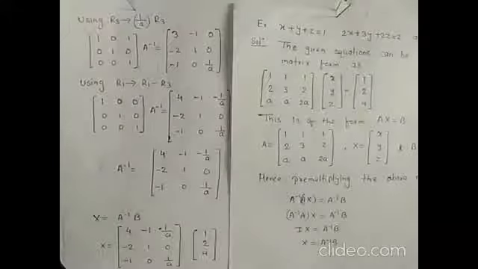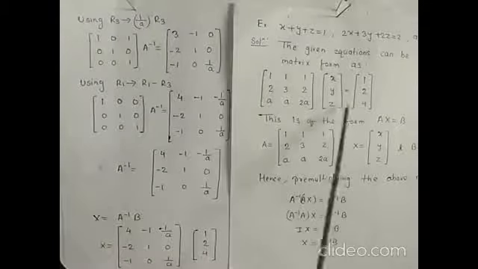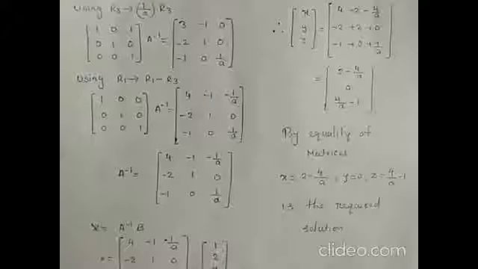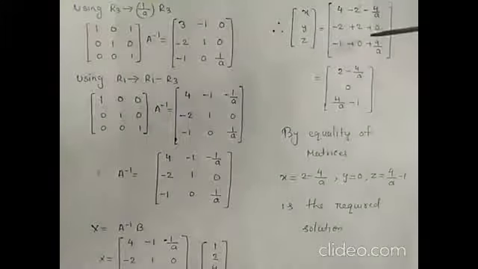Now we know, children, X equals A inverse into B. Let us find X equals A inverse into B. This is A inverse and our matrix B was this one, 1, 2, 3. Let us multiply these two matrices. After multiplying, we have got A inverse into B.